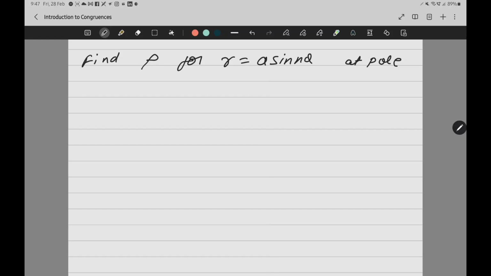Okay, now see. First of all, what is a pole? Like in Cartesian form, this is origin 0, 0. Same way, when I talk about the polar form, I know that this is a radius vector r and this is a theta, and this point is known as the pole. So at pole, theta is 0 and r is equal to 0. So when I am saying pole, it means r is 0 and theta is equal to 0. This I will keep in mind while doing the question.